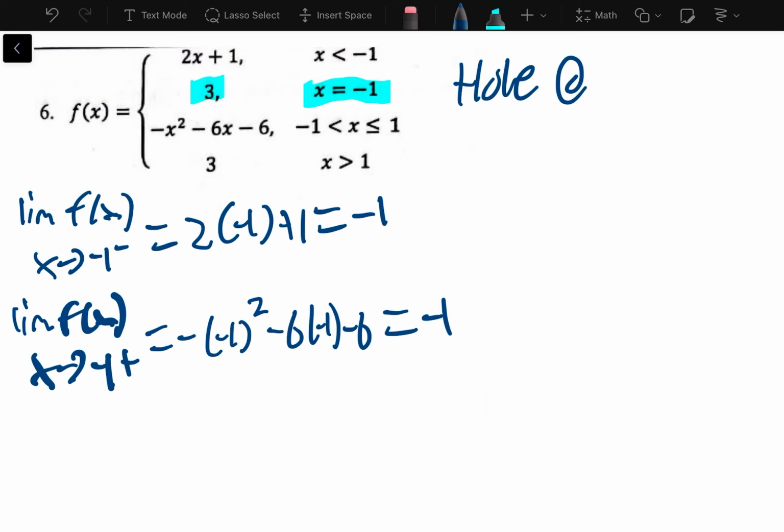at x is equal to... Hole at x equal to negative 1, sorry. There's a hole there in the graph of the function. So it's just going to look something like this.